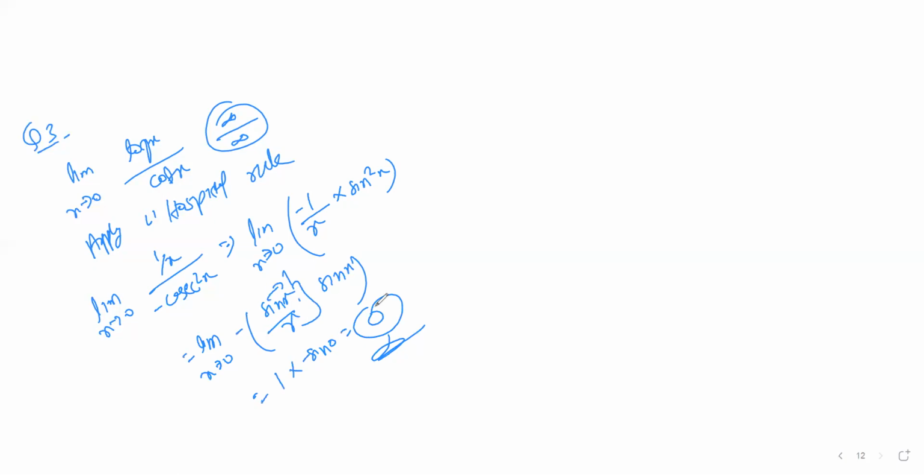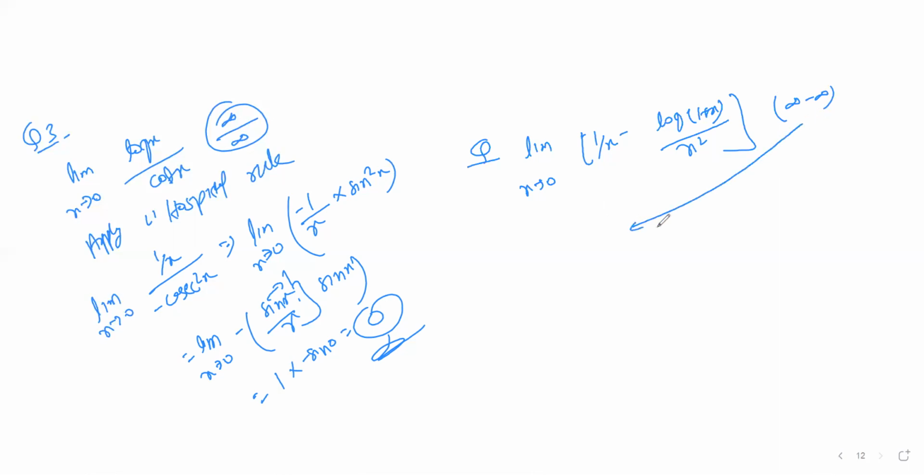Similarly, we have another question like this, based on type 1. If the limits are given directly in 0 by 0 form or infinity by infinity form. But if the question is given like limit x tends to 0, 1 by x minus log(1 plus x) divided by x square. This is the given. So you substitute the limit, so you will get here infinity minus infinity. Now I need to convert it to the 0 by 0 or infinity by infinity form to apply the L'Hospital.